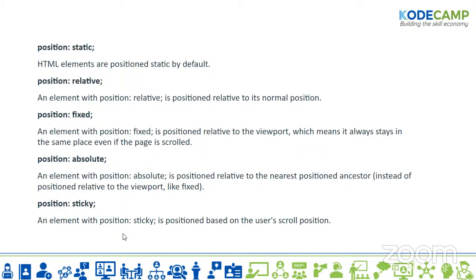An element with position sticky is positioned based on the user's scroll position. Say for instance you want a heading to hang, not necessarily at the top, but as you scroll, it should just hang at a particular point. It just sticks at a particular point. I think we should understand all of these things.